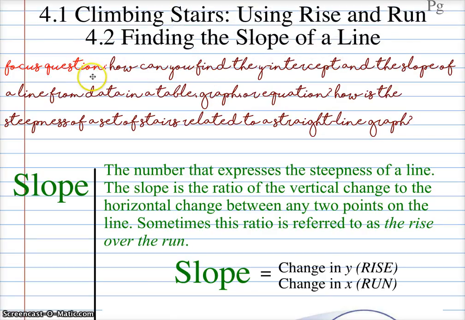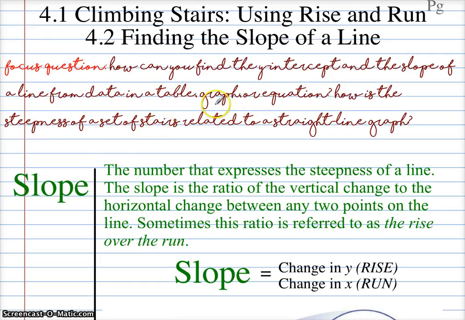And our focus question is, how can you find the y-intercept and the slope of a line from data in a table, graph, or equation? How is the steepness of a set of stairs related to the straight line of a graph?